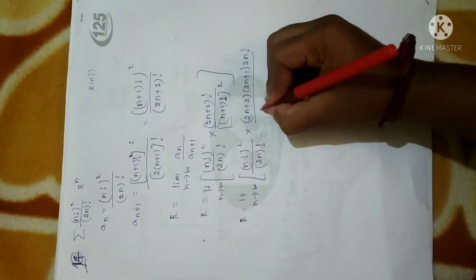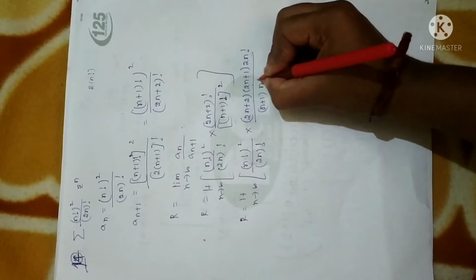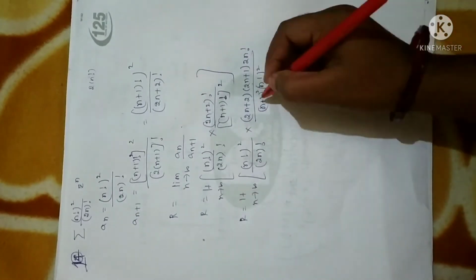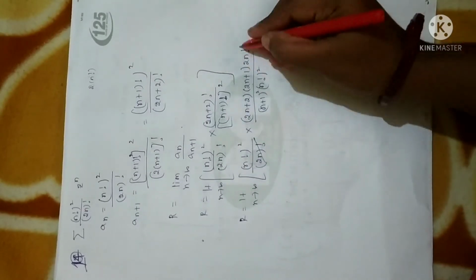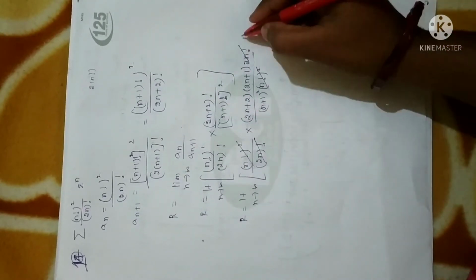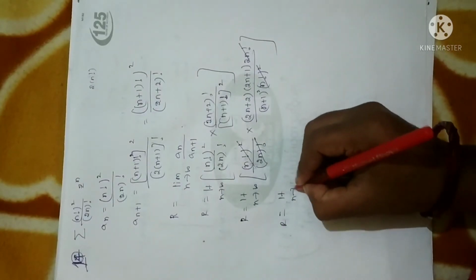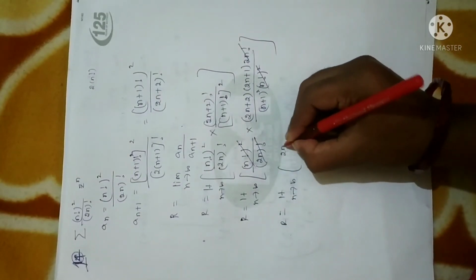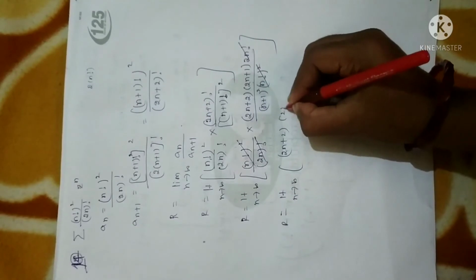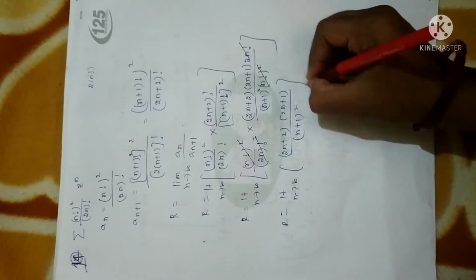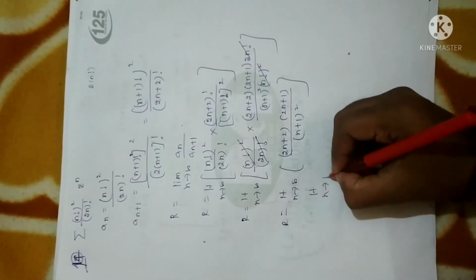Next in the denominator also, decrease it by 1. You will get n factorial whole square. So I am going to split the square itself. Now 2n factorial and n factorial square get cancelled. So what are you left with? R is equal to limit n tending to infinity 2n plus 2 into 2n plus 1 divided by n plus 1 whole square. Now let me take n as a common term in the numerator.